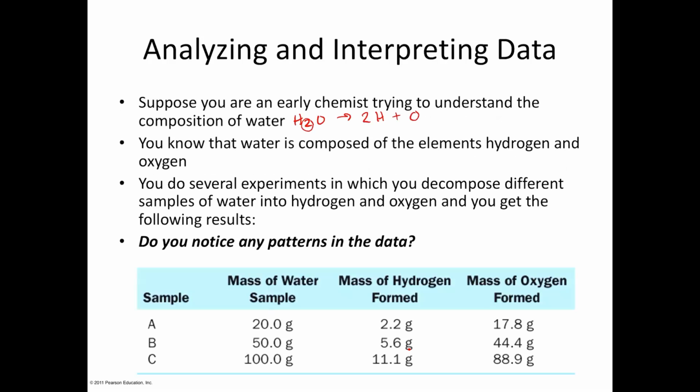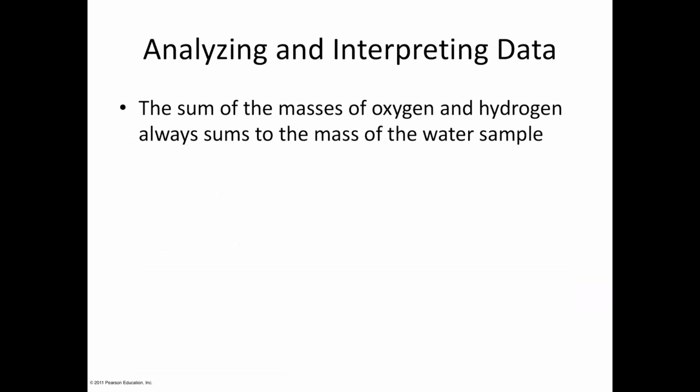Now, how did I determine that? Sorry, I keep going back and forth. So the ratio of the masses is the same for each: 17.8 to 2.2, 44.4 to 5.6, 88.9 to 11.1. These are all the same ratios. It doesn't matter how much the number is. It doesn't matter the amount of water that you have. It's always going to produce the same ratio of oxygen and hydrogen.